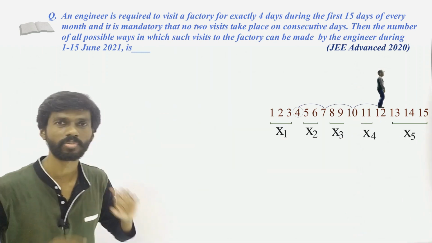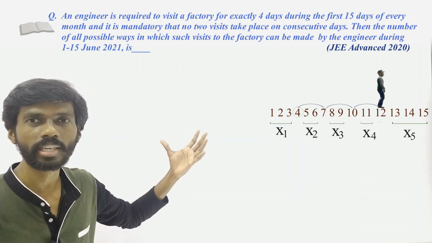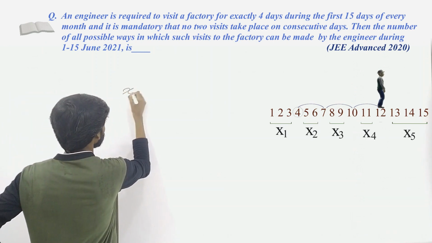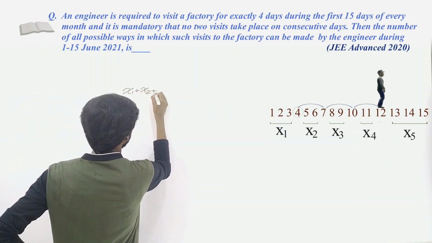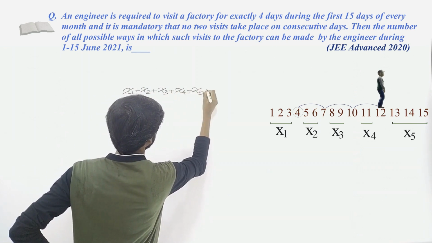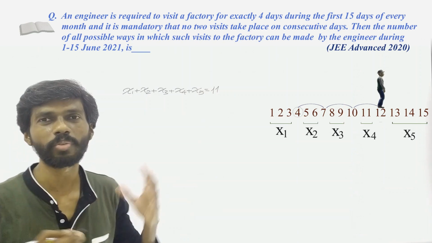On 4 days he has visited. That means on the remaining 15 minus 4, 11 days he has not visited the place. So these values add up to 11. So that total x1 plus x2 plus x3 plus x4 plus x5 must be equal to 11. So the number of solutions of this equation will give you our required answer.